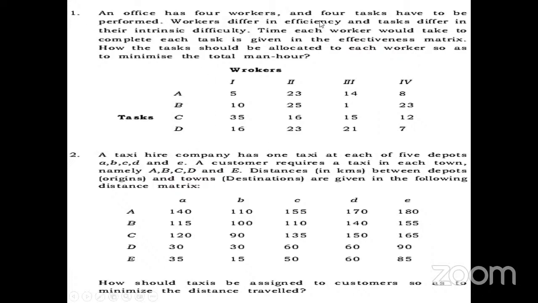An office has 4 workers and 4 tasks to be performed. Workers and the tasks differ in their intrinsic difficulty. The time each worker would take to complete each task is given in the effectiveness matrix. How should the tasks be allocated to each worker so as to minimize the total man hours? A, B, C, D are the tasks, and workers are 1, 2, 3, 4. So equal number of tasks and workers, so it is a balanced assignment problem.